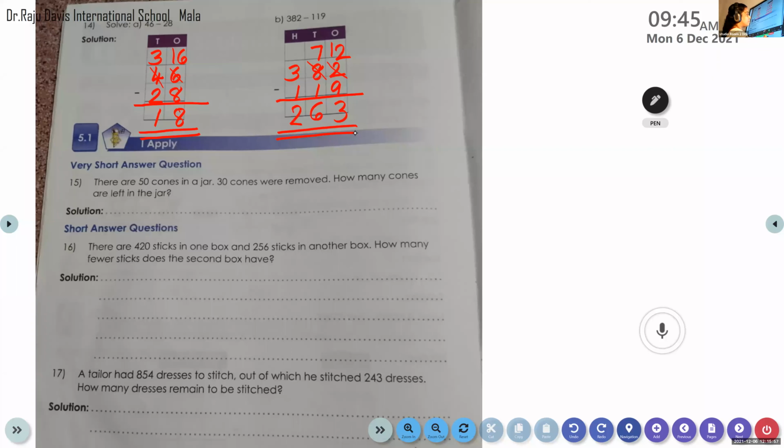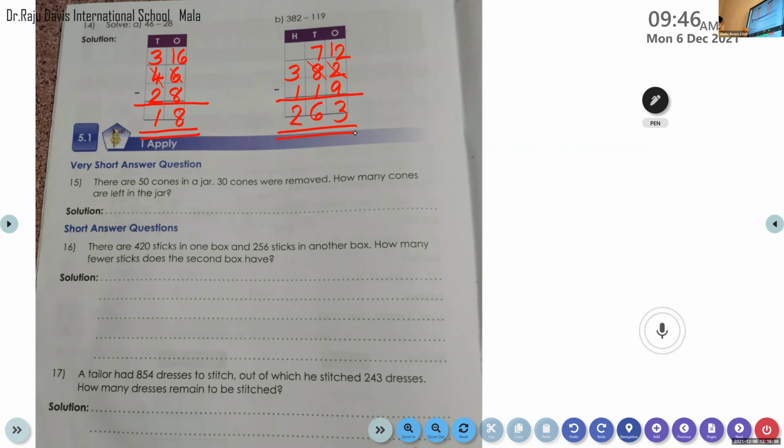Ma'am, one more question we want to write. Now there is question number 15. Okay. So Rose, please read the 15th question. There are 50 coins in a jar. 30 coins were removed. How many coins are left in the jar? Yes, there are 50 coins in a jar. 30 coins were removed. So how many coins are left in the jar?